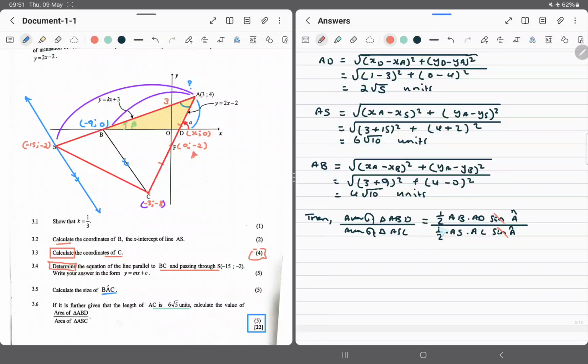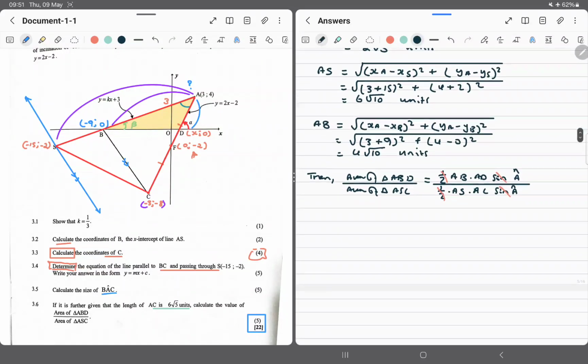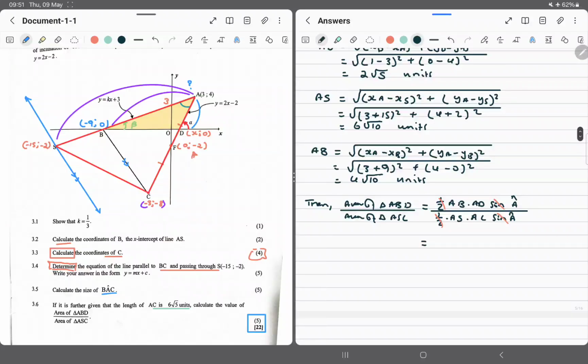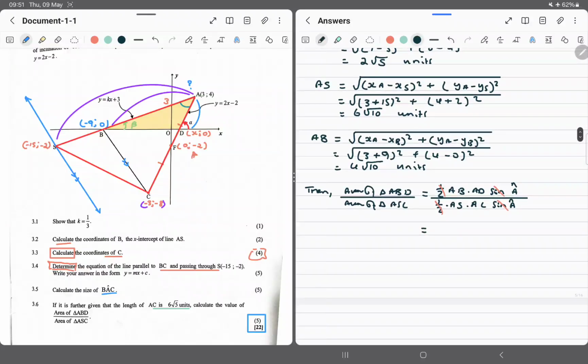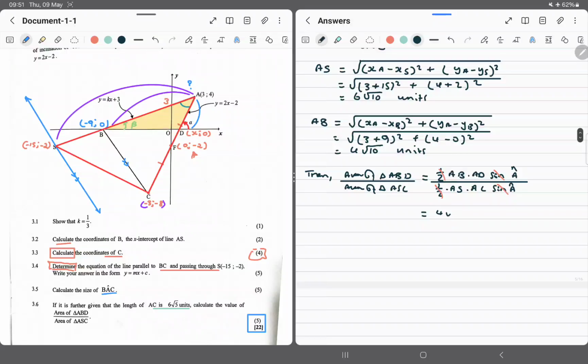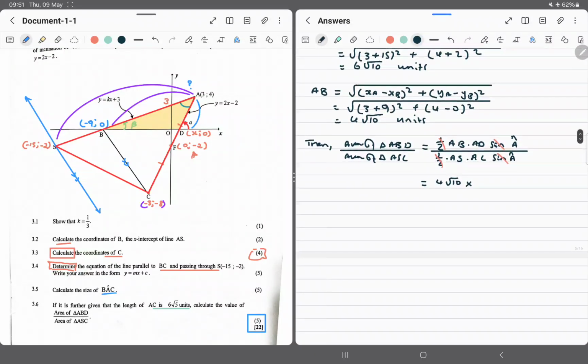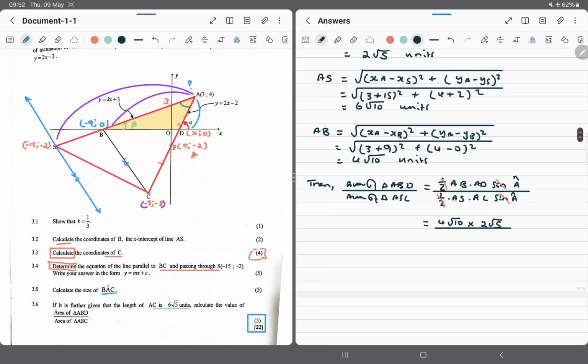Those things cancel. That's what we wanted, so that we can have AB. Now what is AB there? AB there is 4 root 10, multiplied by AD, we got 2 root 5, all divided by AS. What did we find? It is 6 root 5.